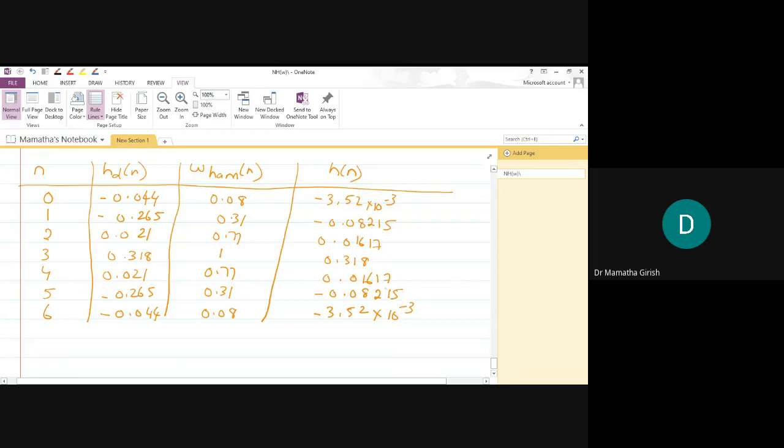Please note that the new values of h of n make the response causal in nature, because the values exist only for n equal to 0 and greater than 0. For values of n less than 0, it is 0. So we have converted the non-causal nature into its causal nature. This is the solution for the given problem.